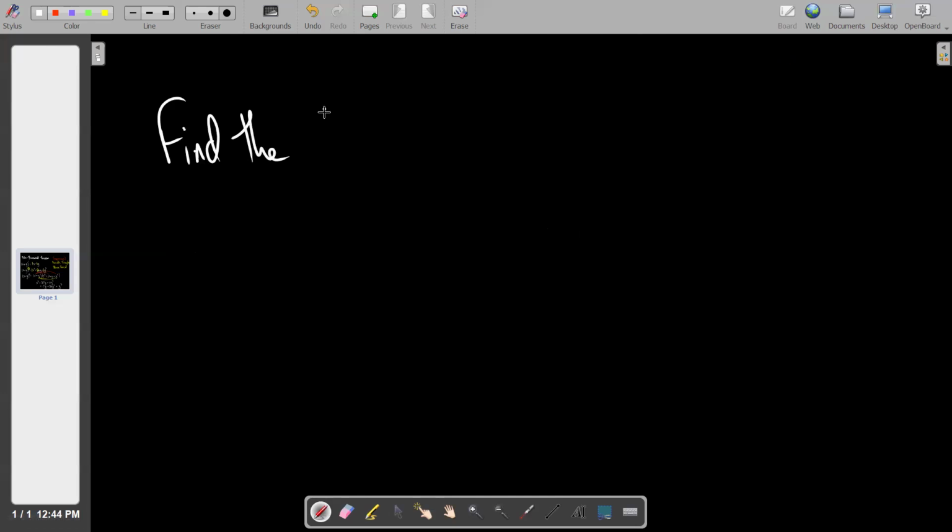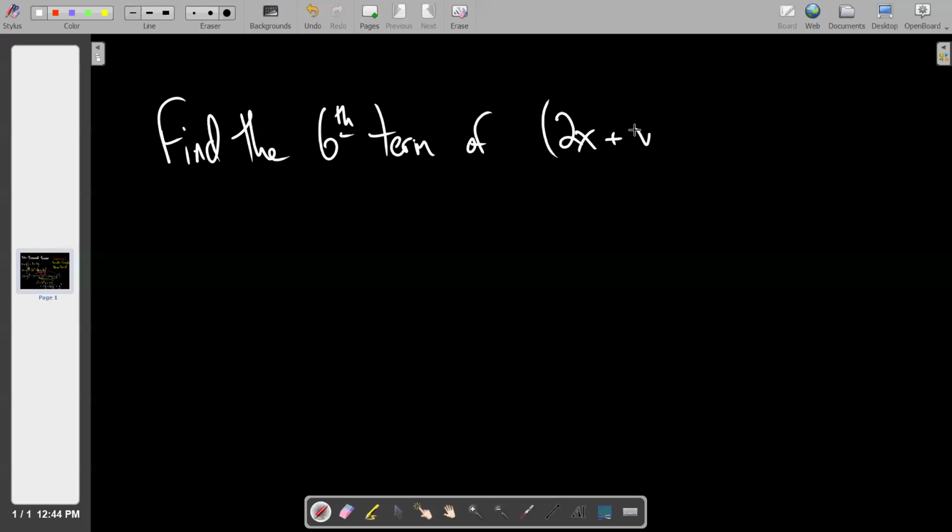Let's find the sixth term of 2x plus y to the 9th power. So first thing we're all going to do is go to the row that starts with the number 9, right? And we're going to count 6 across, starting at the 1, of course. So that's going to be 1, 2, 3, 4, 5, 6. We should all agree that the number that we're looking for is 126. Anyone have any issues with that?